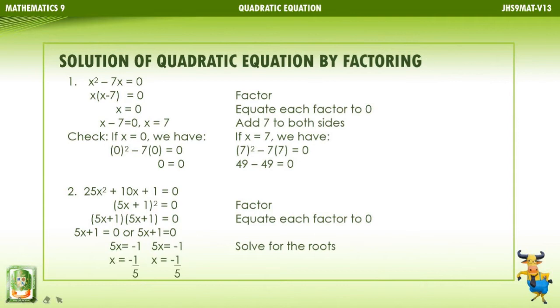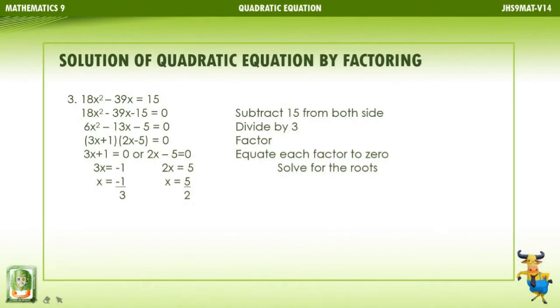x equals -1 over 5. Number 3: 18x squared minus 39x equals 15. 18x squared minus 39x minus 15 equals 0, subtract 15 from both sides. 6x squared minus 13x minus 5 equals 0, divide by 3.